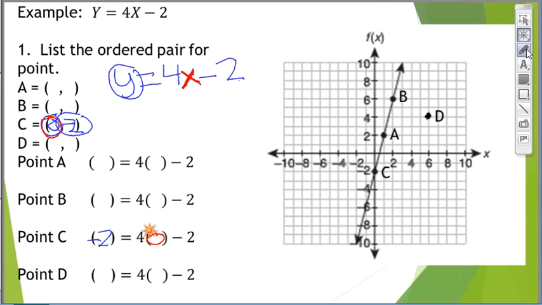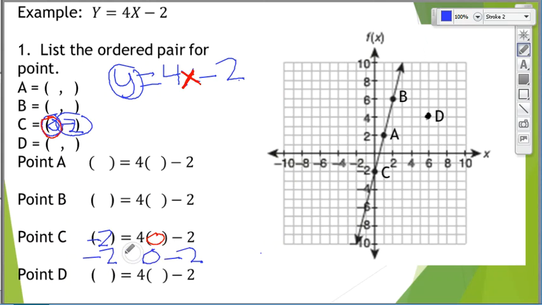4 times 0, we're going to do that first. So 4 times 0 is 0. 0 minus 2 is negative 2. Negative 2 does equal negative 2. So point C is on the line.